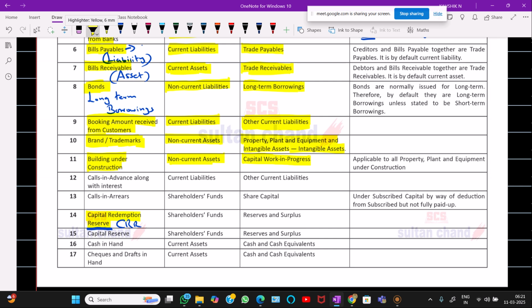So now you have understood that there is something called a capital redemption reserve. So since it is a part of a reserve, it will be shown under the category of reserves and surplus. Now tell me, reserves and surplus, is it a major head or a subhead?